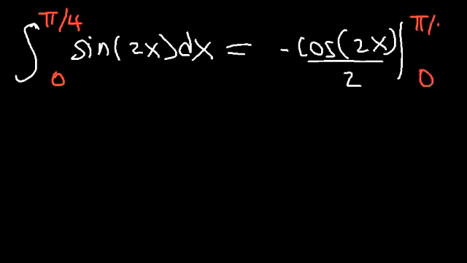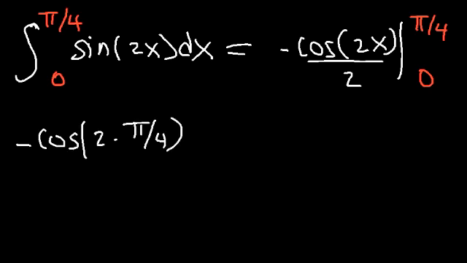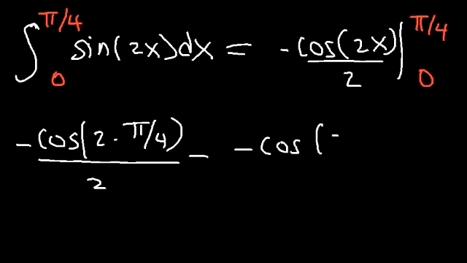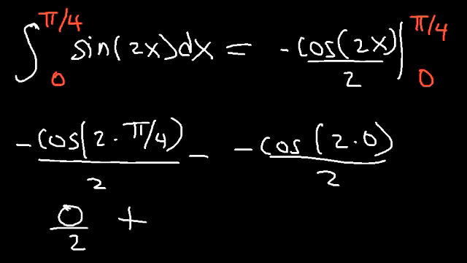So now all we need to do is plug in these values. So this is going to be negative cosine times 2 times pi over 4 divided by 2 minus negative cosine 2 times 0 divided by 2. Now 2 times pi over 4 is basically pi divided by 2, and cosine pi over 2 is equal to 0. 2 times 0 is 0, so cosine 0 is 1. So the final answer is 1/2.